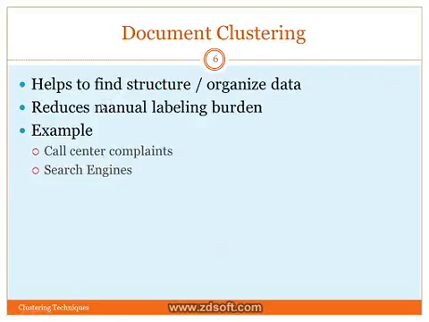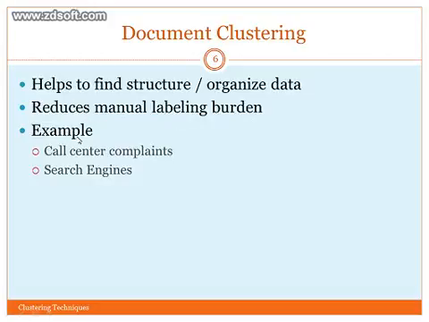This document clustering is mainly used to find the structure, to organize the data, and to reduce the manual labeling burden. In classification, as mentioned, if you have 100 training data sets, for all the 100 the label has to be predetermined, either manually or by some automatic means. We need the label before we start our work, but that is not happening in clustering. So the manual labeling burden is reduced in clustering.